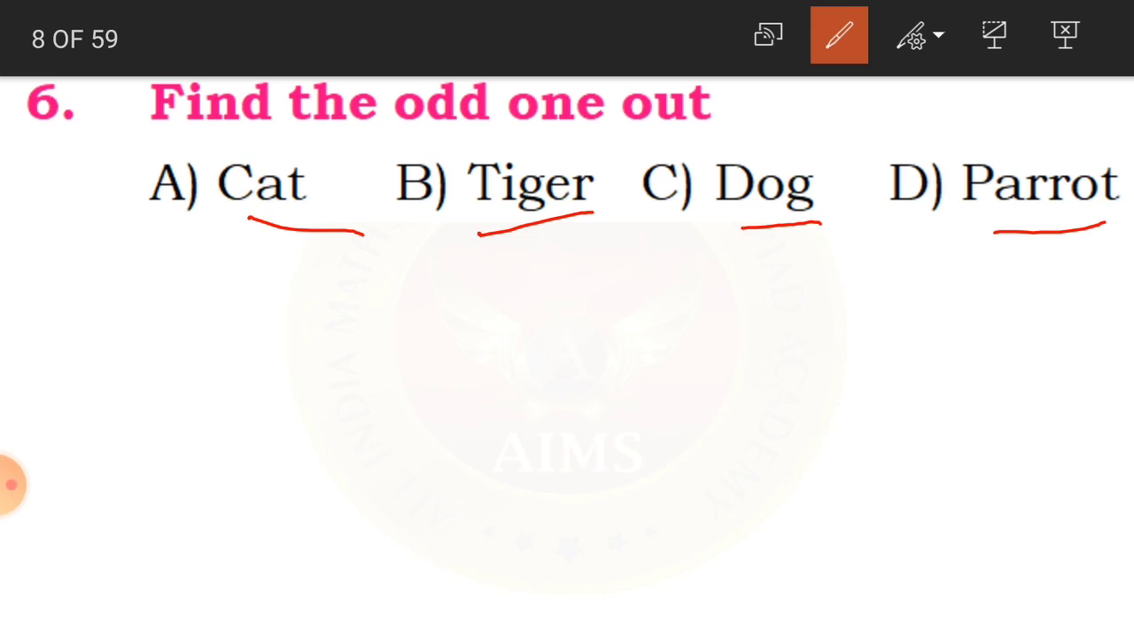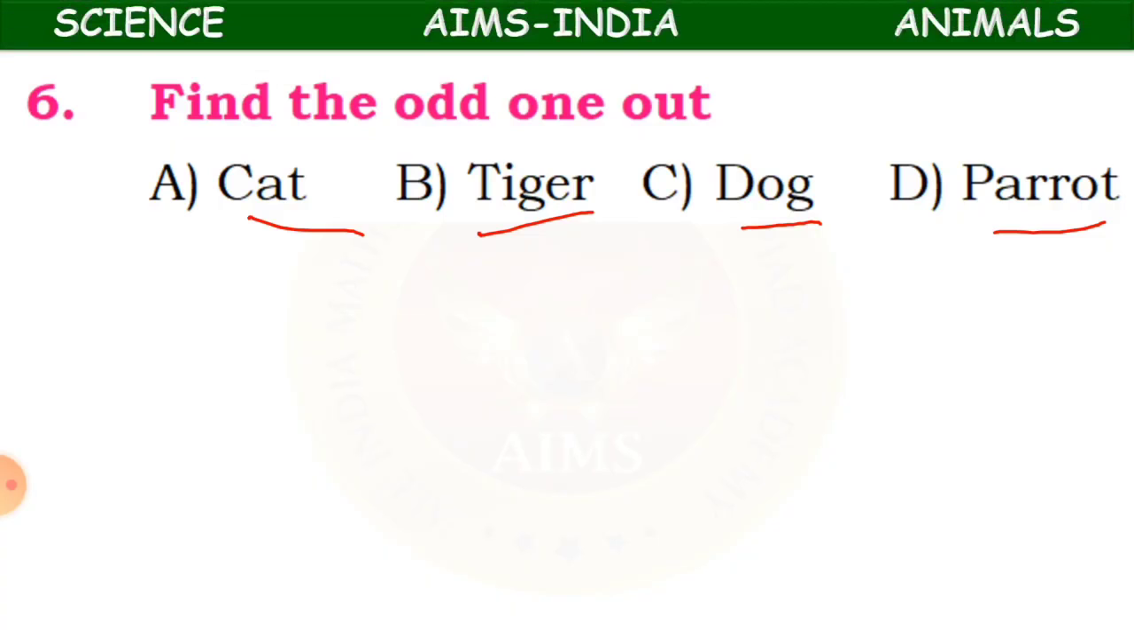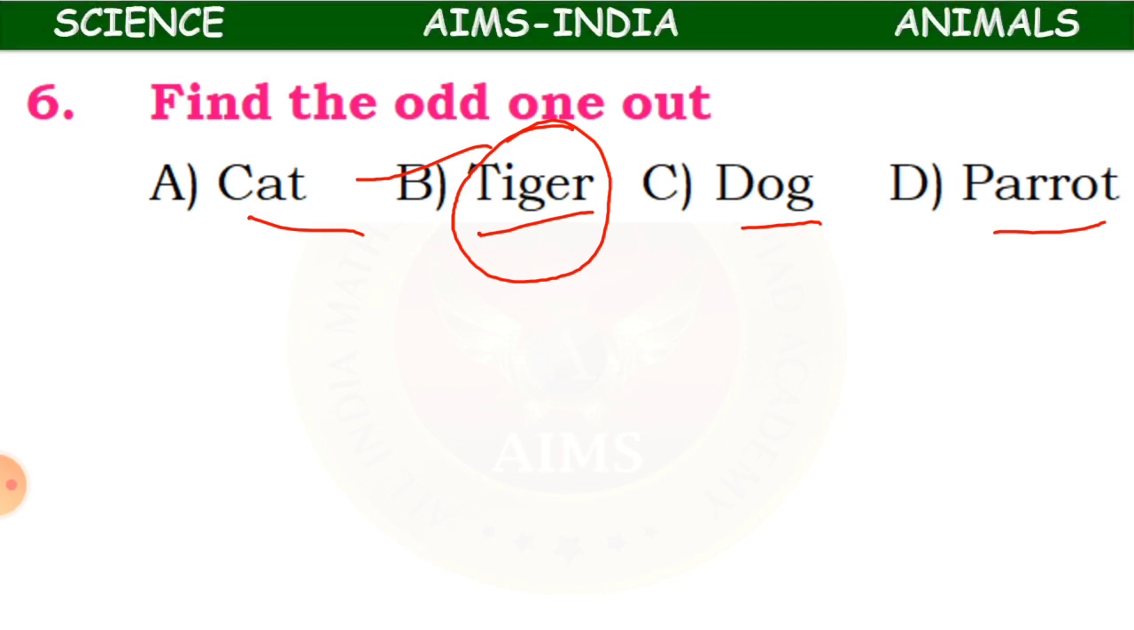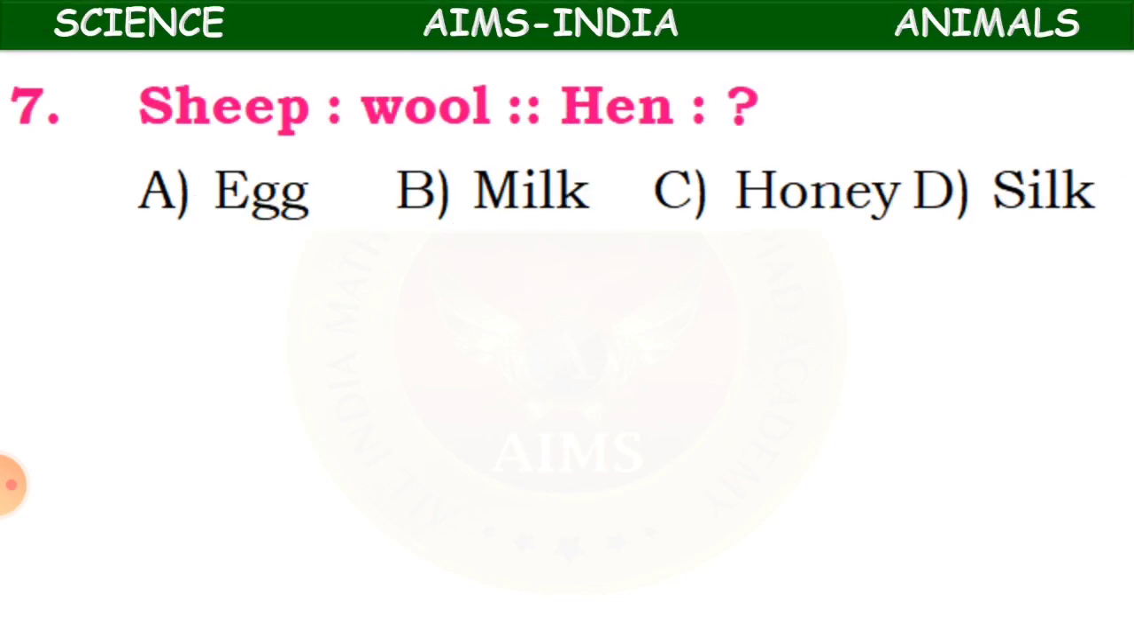It is not a pet animal or a domestic animal. So that is why B option is the correct answer. This is different from the other three animals. Okay, children? Clear? Yes. Now, seventh question.